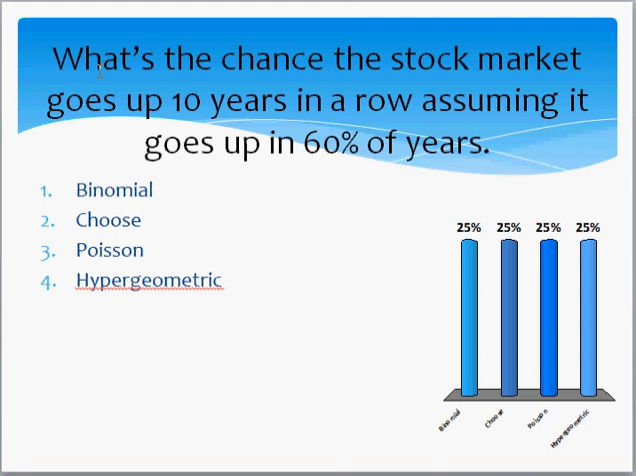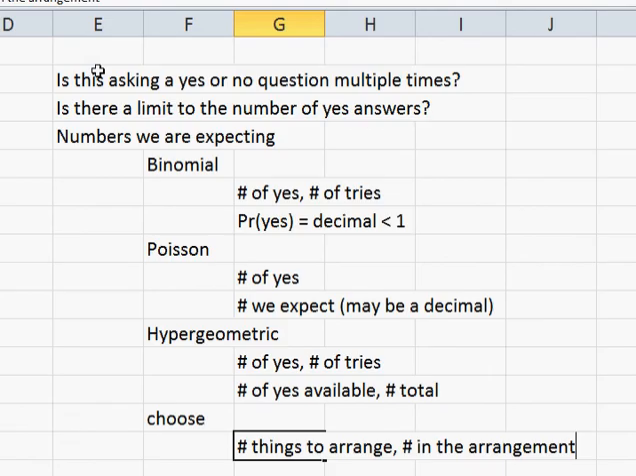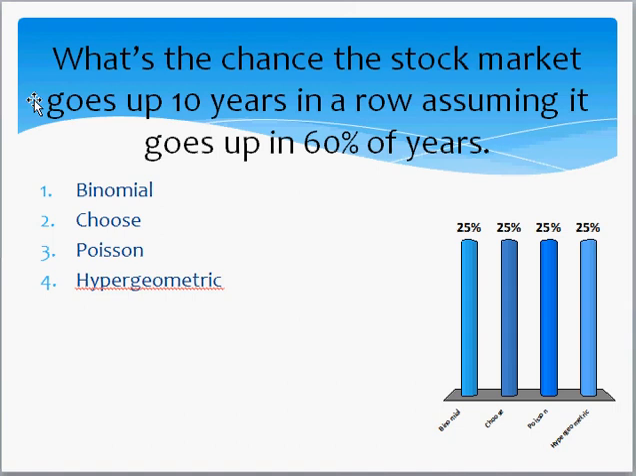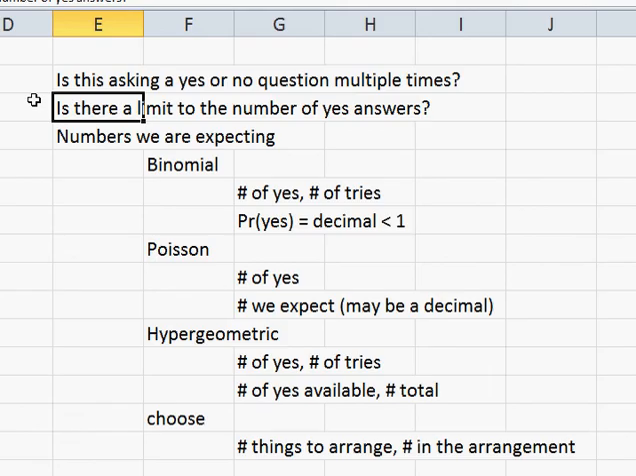Well, is this a yes or no question? A series of them, yes. So the yes or no question is, did the stock market go up this year? And we're going to ask that question 10 times. So, are we asking a yes or no question multiple times? We are. Is there a limit to the number of yes answers? There is. 10 is the limit. We can go up at most 10 times in 10 years according to this question. So because there is a limit, we can eliminate Poisson as an option. It is either binomial or hypergeometric.